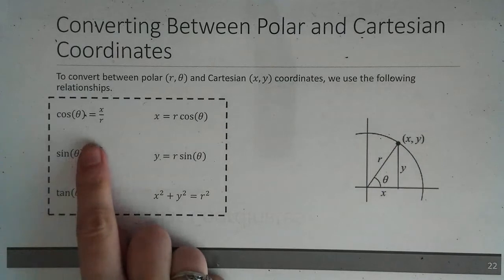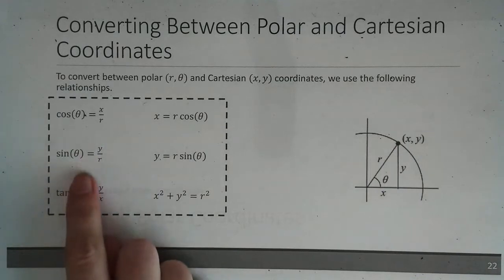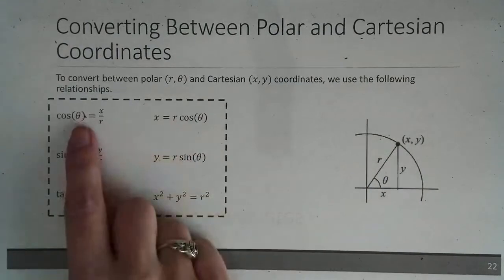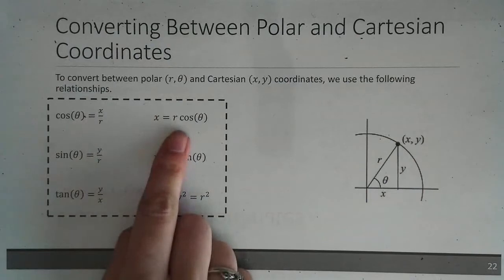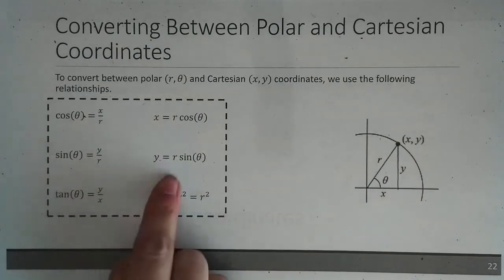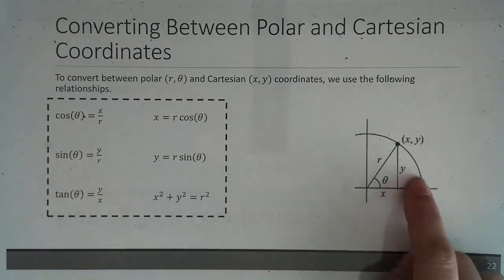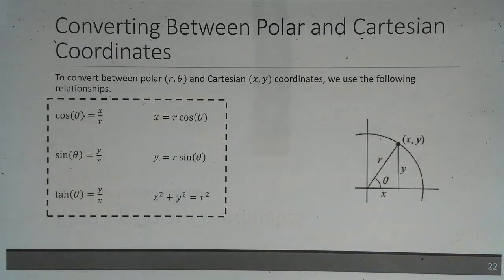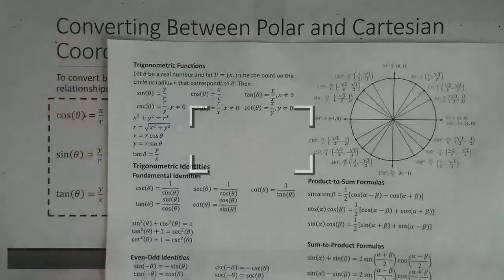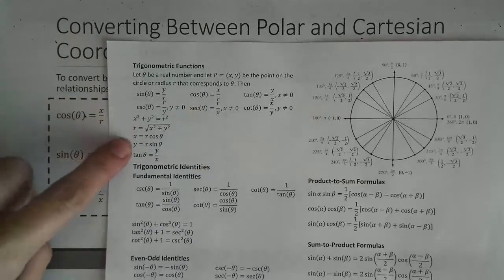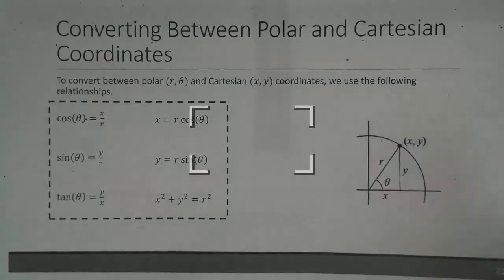We get that the cosine of theta is x over r, the sine of theta is y over r, and the tangent of theta is y over x. Solving this equation for x, we get x equals r cosine theta. Solving this equation for y, we get y as r sine of theta. And then looking at this, it's a right triangle, so x squared plus y squared equals r squared. So keep these in mind as we're working. They are also on your formula sheet. The x, y, r relationships, x squared plus y squared equals r squared, x equals r cosine theta, y equals r sine theta, it's all there.